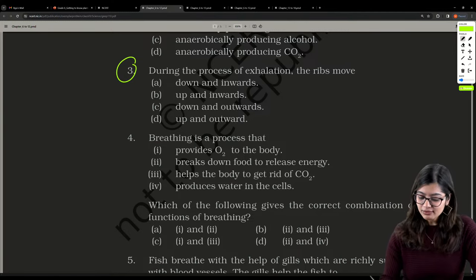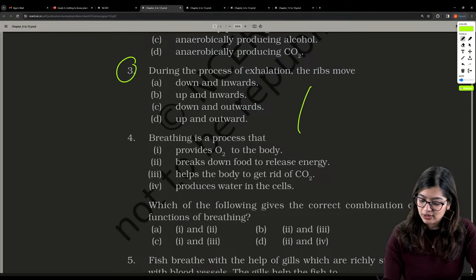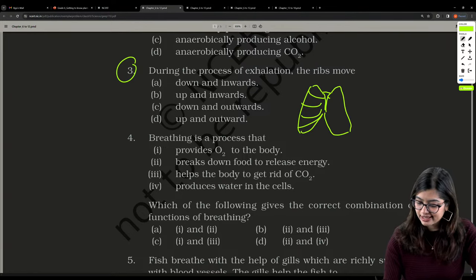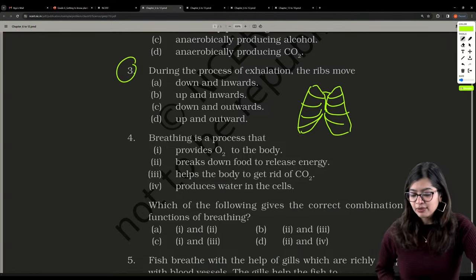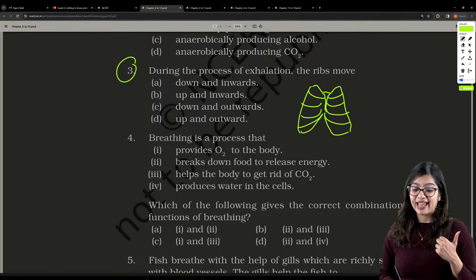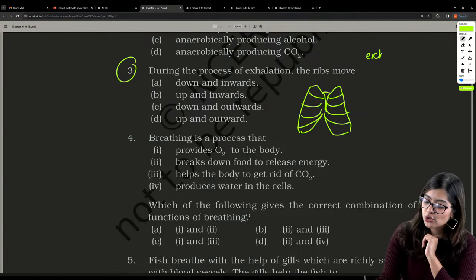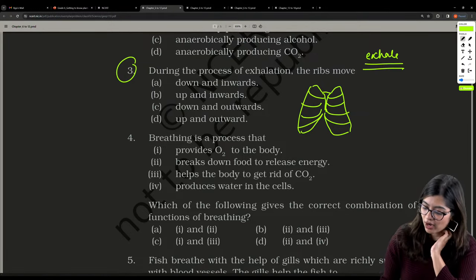Okay. So now we're talking about the rib cage, right? So the rib cage is going to look something like this. Don't mind the rib cage that I'm drawing. It's a very ugly rib cage, right? So now in the case of exhalation, when we exhale, what happens?